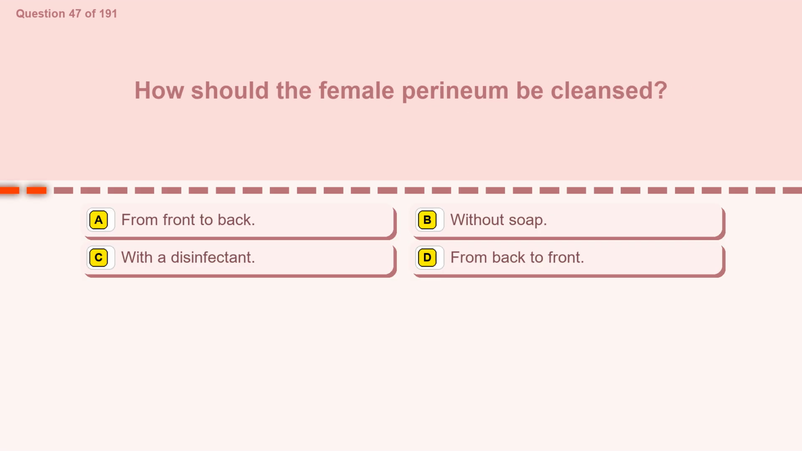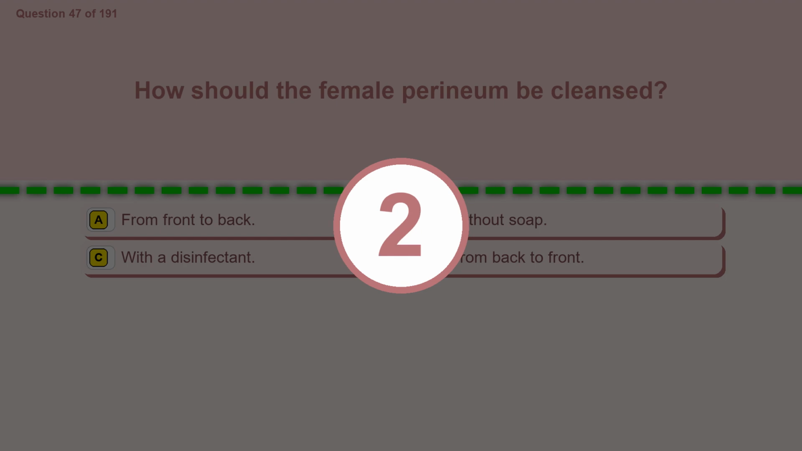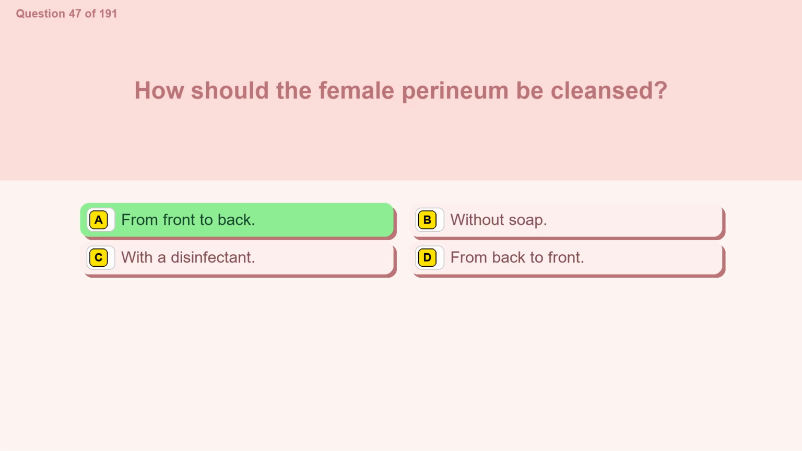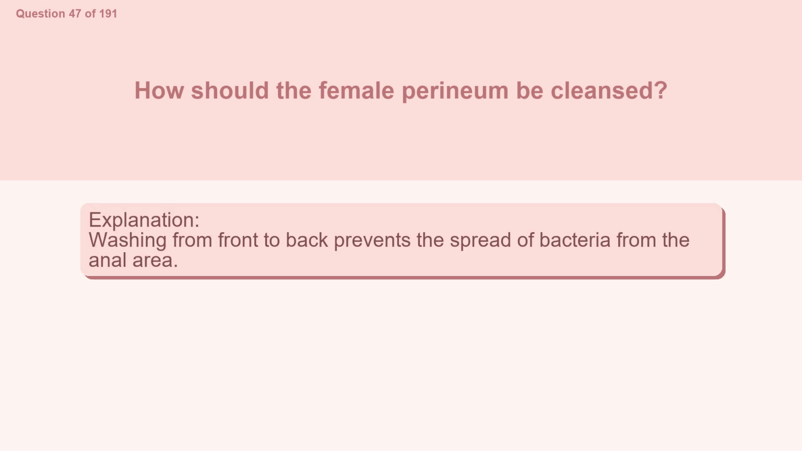Question 47. How should the female perineum be cleansed? Option A. From front to back. Option B. Without soap. Option C. With a disinfectant. Option D. From back to front. The correct answer is option A. From front to back. Washing from front to back prevents the spread of bacteria from the anal area.